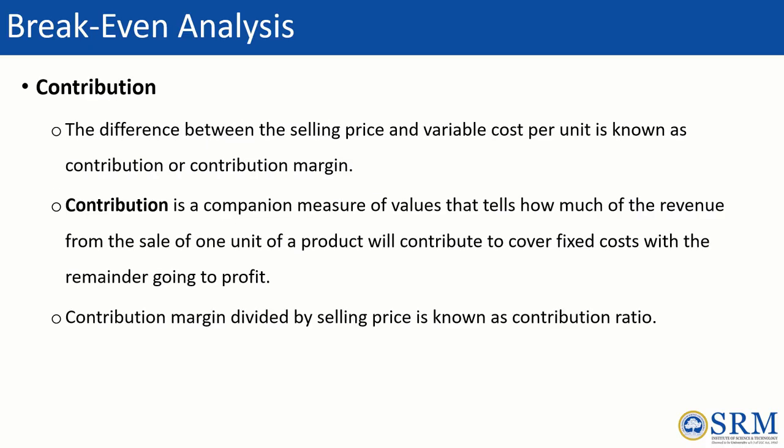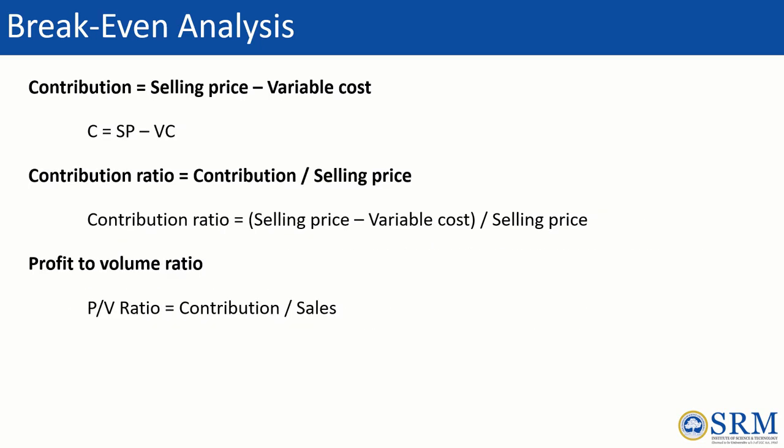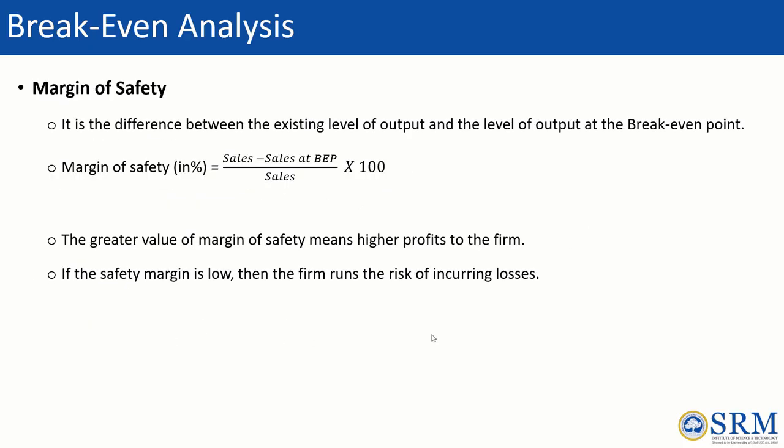Next comes the contribution and contribution ratio. So contribution represents the amount each product unit contributes towards recovering fixed cost and generating profit. It is calculated by subtracting variable cost from selling price. Contribution ratio is obtained by dividing contribution by selling price. Similarly, the profit to volume ratio is calculated by dividing contribution by total sales. So these are the formulas: contribution is selling price minus variable cost, contribution ratio is contribution divided by selling price, and profit to volume ratio is contribution divided by sales.